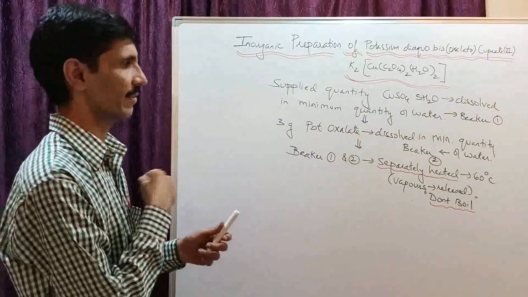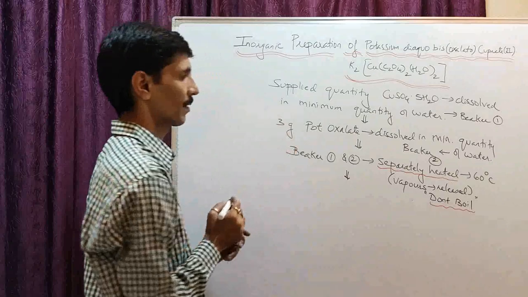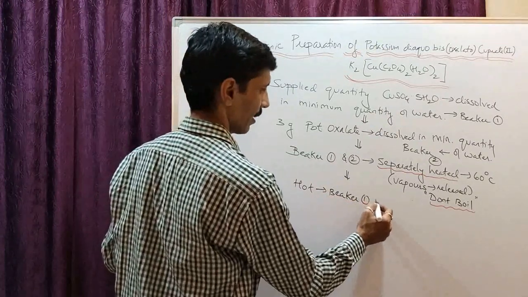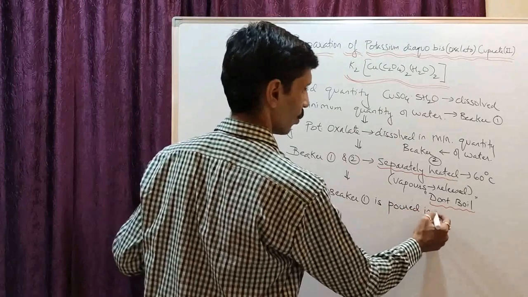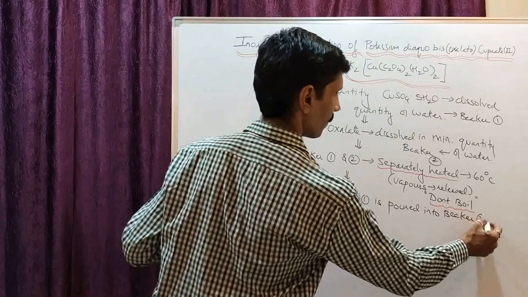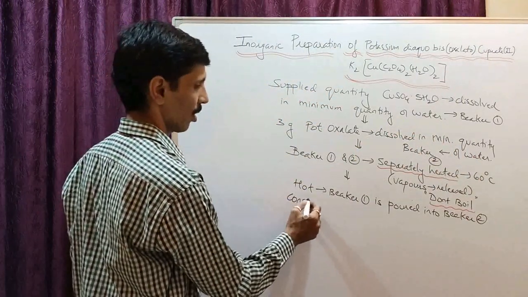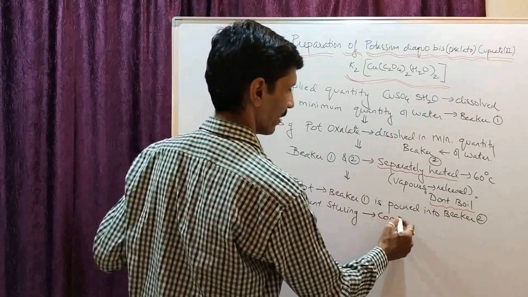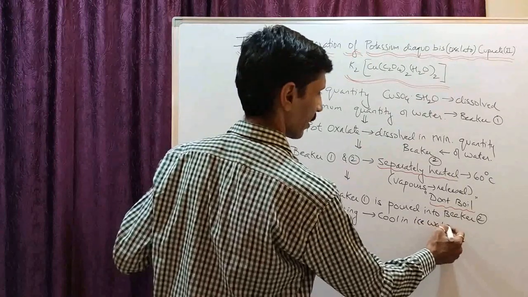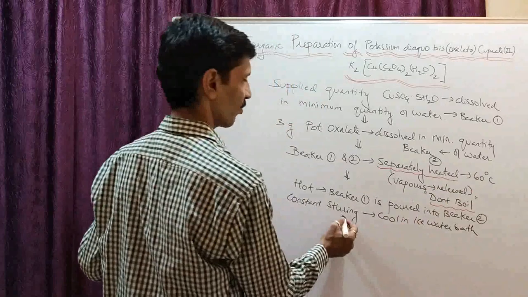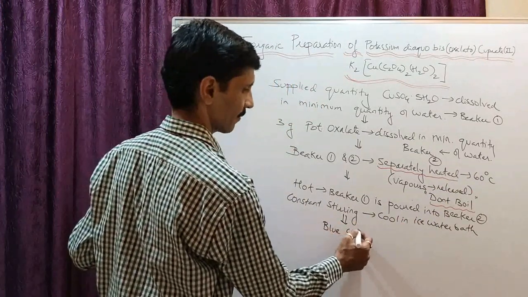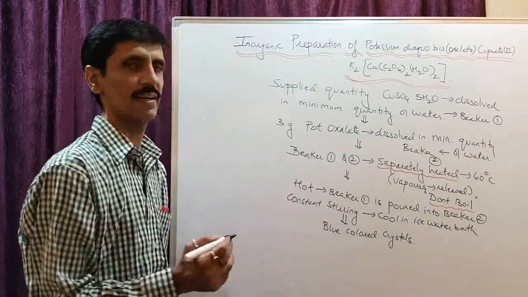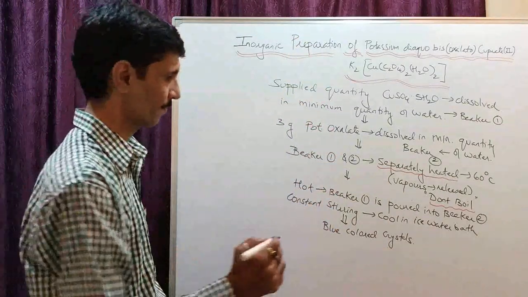अब उसके बाद, the next point is, the hot solution of beaker 1 is poured into beaker 2. Okay, slowly with constant stirring. And then cool it in an ice water bath, which gives rise to blue colored crystals of the complex. Okay, once you get the crystals, a solid, which is an indication of the formation of a complex.